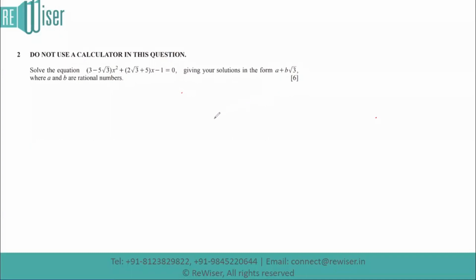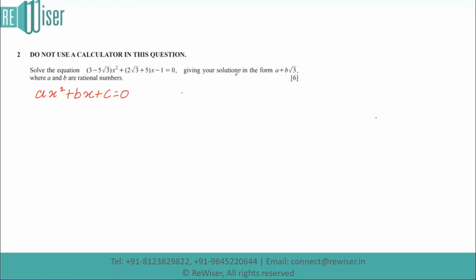So we should not use the calculator in this question. Solve the equation (3 − 5√3)x² + (2√3 + 5)x − 1 = 0. Clearly, it's a quadratic equation given in the general form, ax² + bx + c = 0, and we need to write the final solution in the form a + b√3.